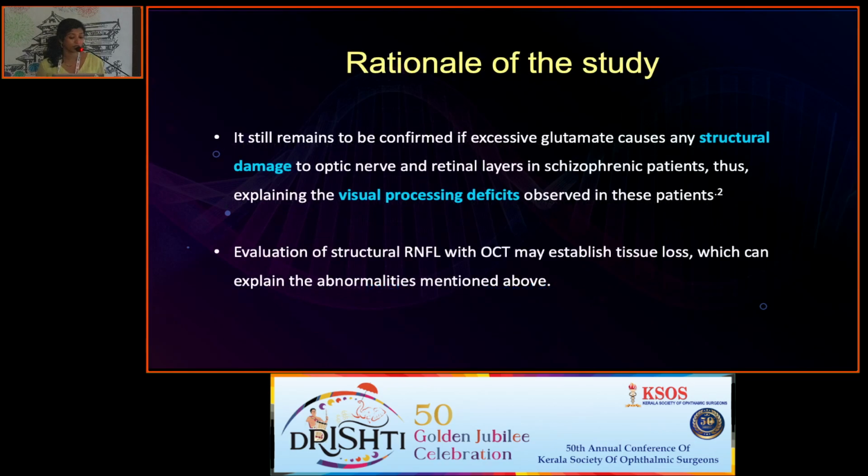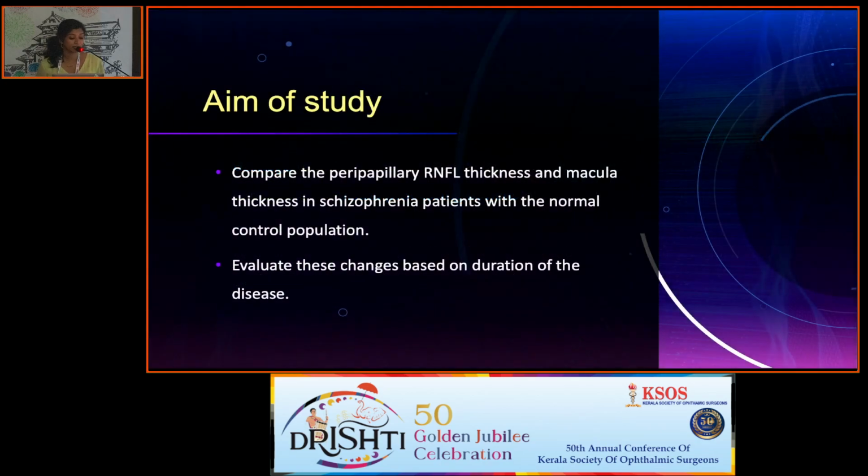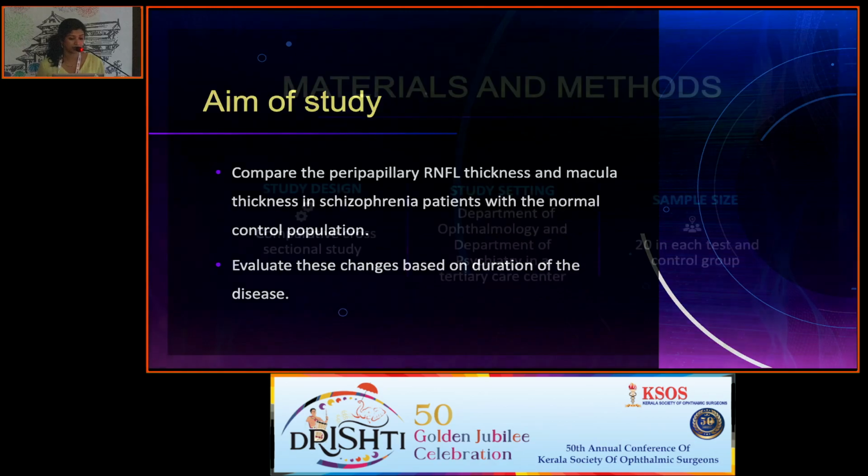It still remains to be confirmed if excessive glutamate causes any structural damage to the optic nerve and retinal layers in schizophrenic patients, thus explaining the visual processing deficits observed in these patients. Evaluation of structural RNFL with OCT may establish tissue loss, which can explain the abnormalities mentioned above. The aim of our study was to compare the peripapillary RNFL thickness and macular thickness in schizophrenia patients with a normal control population and to evaluate these changes based on the duration of the disease.